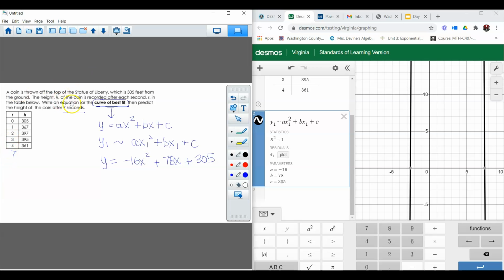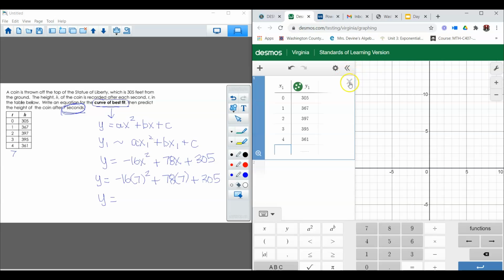Now we're not done yet because they wanted me to predict the height of the coin after 7 seconds. 7 seconds is a time, and that is in the first column of my table, so that makes this an x value. So we're going to plug the 7 in for the x's over here. So you're going to get y equals negative 16 times 7 squared plus 78 times 7 plus 305. And then all I have to do is use my calculator to get this answer.